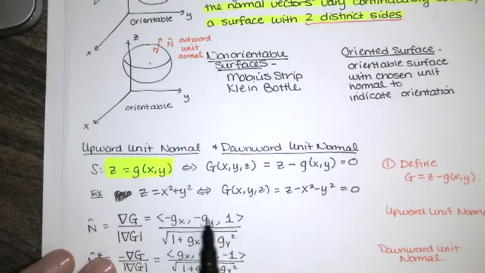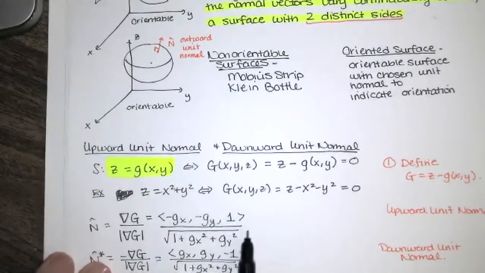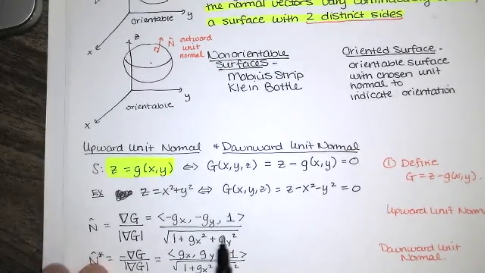If I want it to be 1 unit long, I need to divide by the magnitude. And notice that when we take the magnitude of this, we get the square root of 1 plus the partial of g with respect to x squared plus the partial of g with respect to y squared. If that reminds you of surface area, that's a very good thing, because that is that extra factor that we see whenever we calculate dS. So that's going to be very nice. It's going to come in handy later, and it's going to cancel. So it's going to be very, very nice.